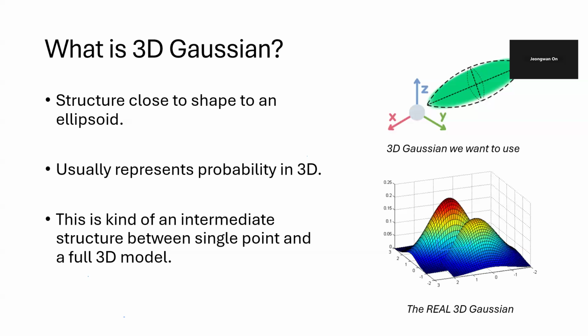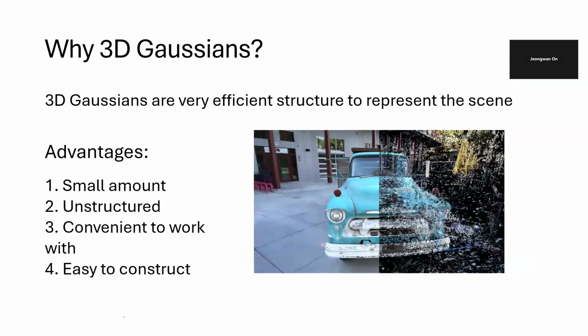Okay, so in a Gaussian, we have a mean point. This is the middle of the Gaussian. And the further you go from the mean point, the less color you would have here, for example. Yeah, so as I said, Gaussians are fairly few in number compared to looking at every point, and they are unstructured. They're convenient to work with because they are independent of each other, and so we can do operations and change them independently. And they are also easy to construct using previous methods.